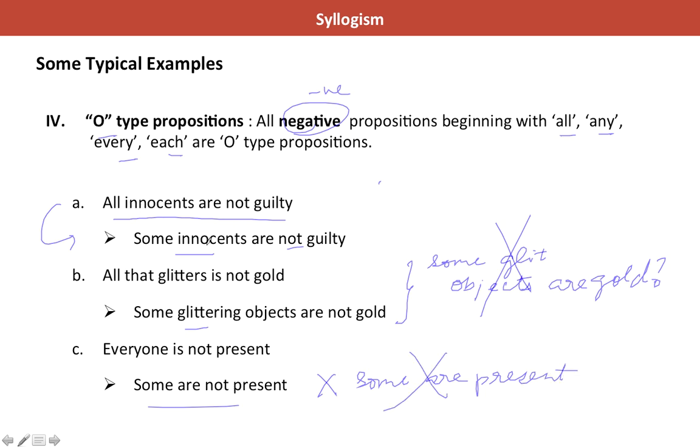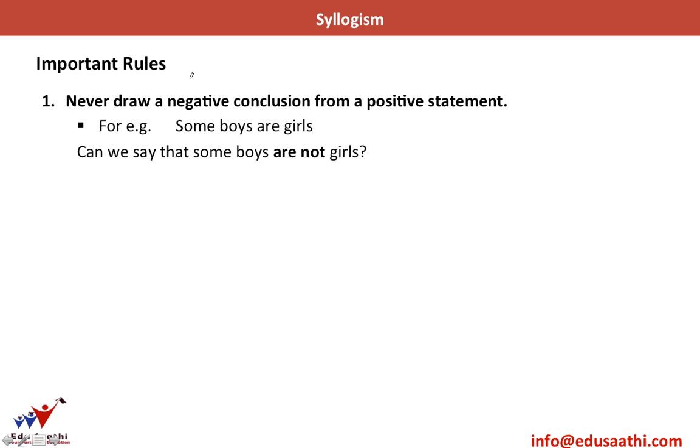All innocents are not guilty, some innocents are not guilty. I cannot say that some innocents are guilty. Why is this so? We'll discuss in the slides to come. So let's look at some of the important rules which we need to remember.